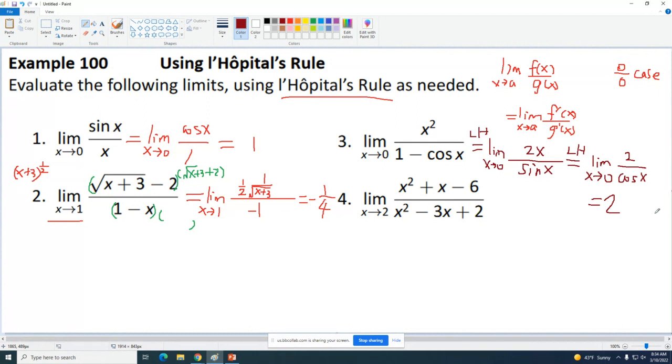Last one, we're going to do the power rule for the polynomial in the numerator and the denominator. So if we make x approach 2, and we're going to change the numerator and denominator. What was the derivative of the numerator? 2x plus 1. Okay, and then the denominator? 2x minus 3. Okay, now can we substitute? What's the numerator?